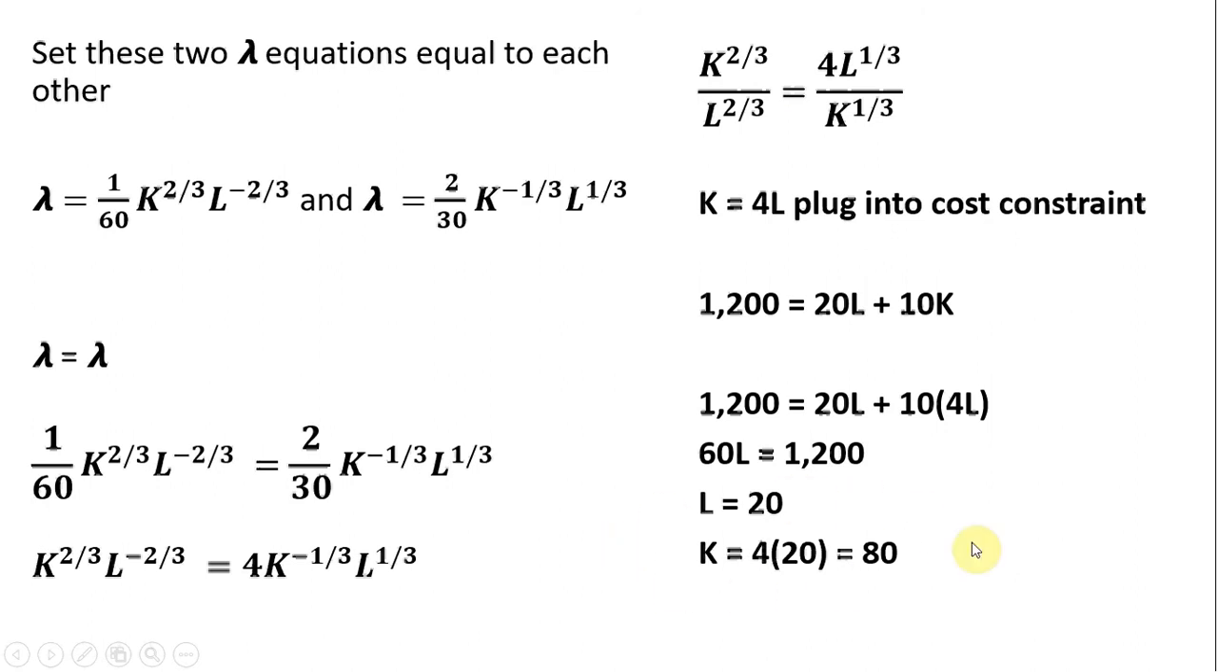So that is our optimal input mix. Using 20 units of labor and 80 units of capital will give us the maximum output given that we only have $1,200 to spend on production.